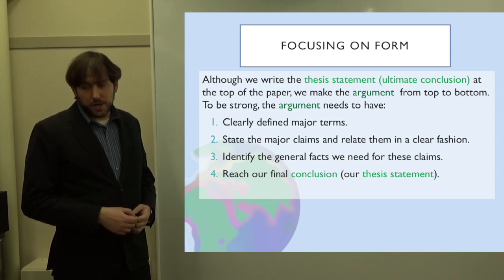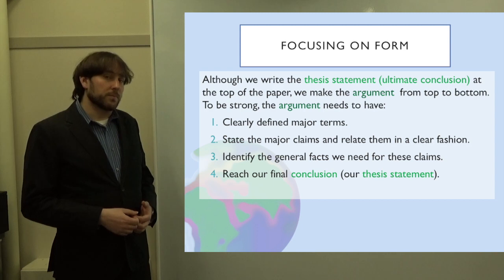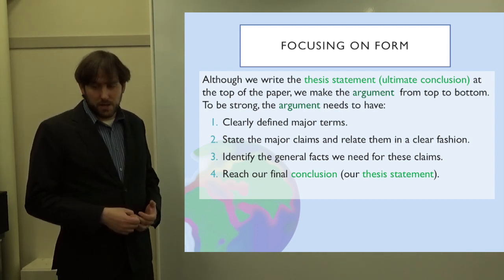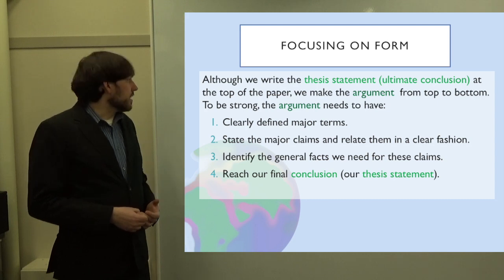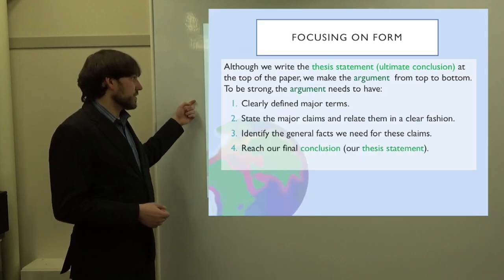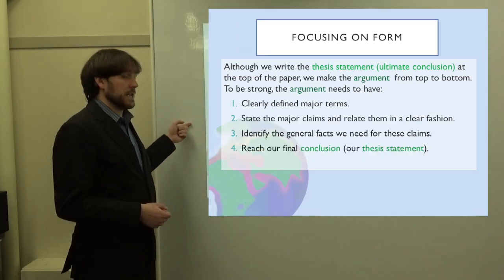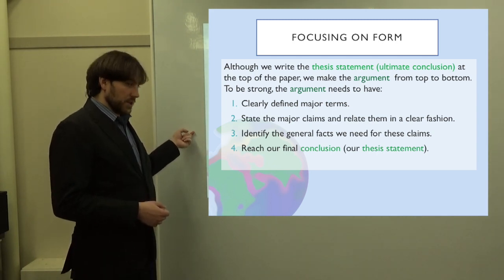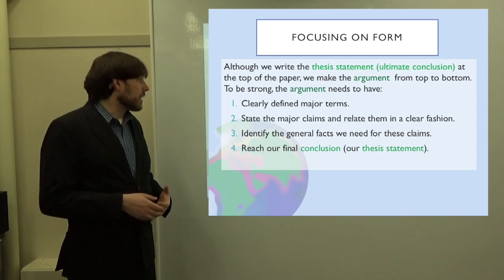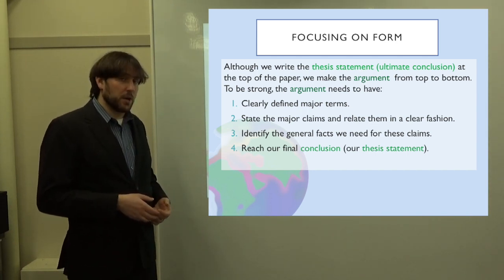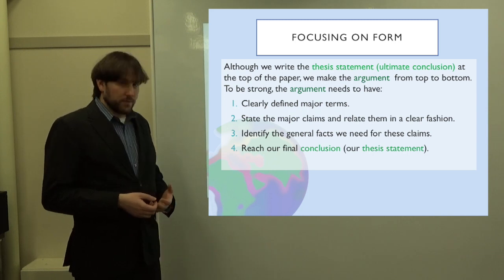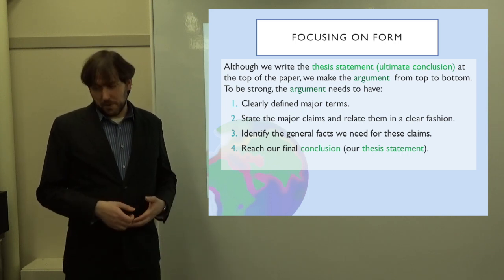So, although we write the thesis statement at the top of the paper, we make an argument from top to bottom, putting the conclusion of that argument at the bottom. To be strong, the argument needs to have clearly defined major terms, state the major claims and relate them in a clear fashion, identify the general facts we need for these claims, and then we'll do research to validate those facts, whether that's an experiment or whether that's looking for data. And finally, we will reach our final conclusion, which is our thesis statement.